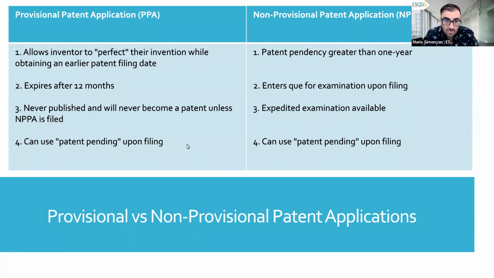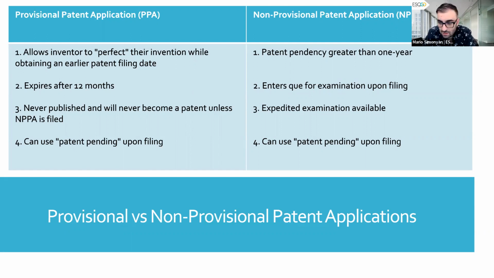So with utility patents, there's a further sub-branch of the utility patents: provisional patent applications and non-provisional patent applications. So what's the difference between these two? With provisional patent applications, you file an application with the USPTO, and they give you 12 months to sort of perfect your invention, right?